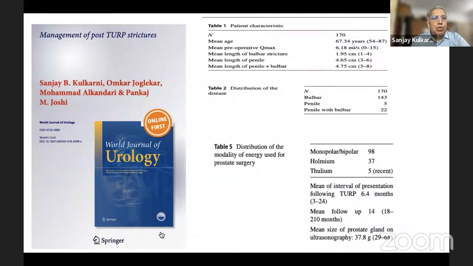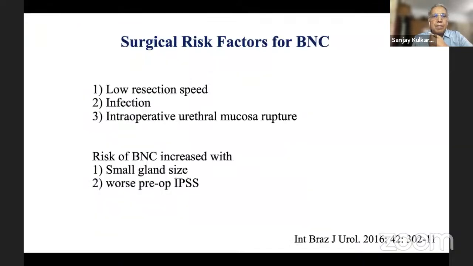Management of post-TURP strictures, this is World Journal of Urology. Our series was published of 170 patients. The mean age was 67 years. Mean preoperative Qmax was 6 ml. The length of the bulbourethral stricture was about 1.95 centimeters, and the commonest site was the bulbourethral stricture. The incidence of stricture was more with monopolar and bipolar TURP.